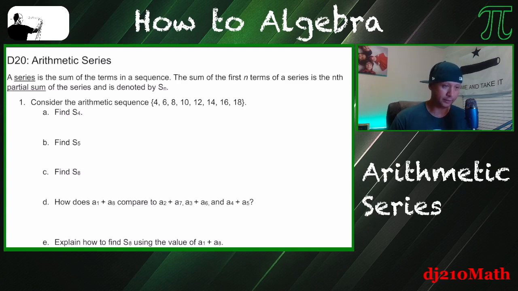So let's consider the sequence again. I think we had this last time: 4, 6, 8, 10, 12, 14, 16, 18. So it's finite, right? There's only so many terms. It's a short list. There are 8 terms. So if I want to find, let's talk about some notation real quick.